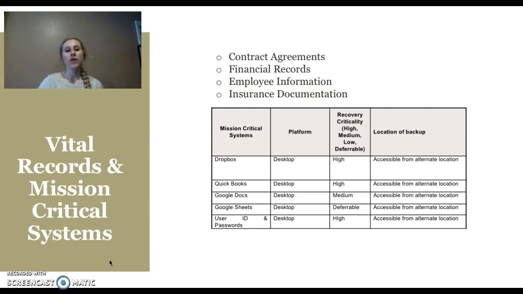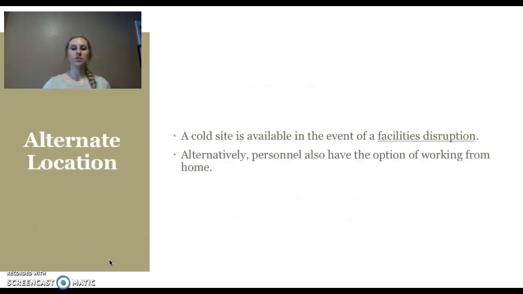Fortunately, all our vital records are backed up onto Dropbox, which is accessible from an alternate location. The alternate location for Midstate Equipment is established and is a cold site which is available in the event of a facility's disruption. Alternatively, personnel also have the option of working from home. As of now, we do have personnel that do work from home part-time, so Dropbox makes that possible.